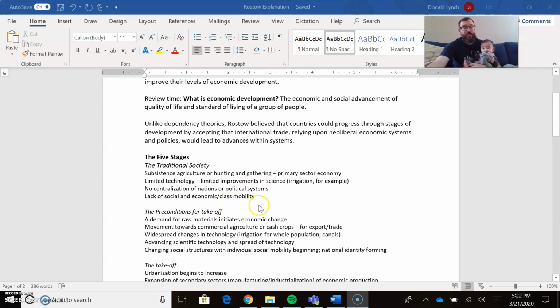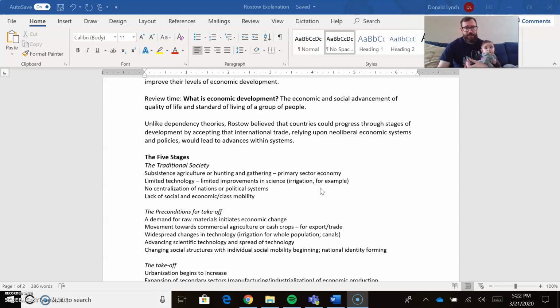The next stage is the preconditions for takeoff. An external demand for raw materials initiates some sort of economic change within the country. So oftentimes what we see is some sort of external power comes in and stimulates economic growth through demand for raw materials or access to raw materials. So they will have a limited advancement economically and in certain industries, usually cash crops or raw materials for export, so oil, minerals, and the like.